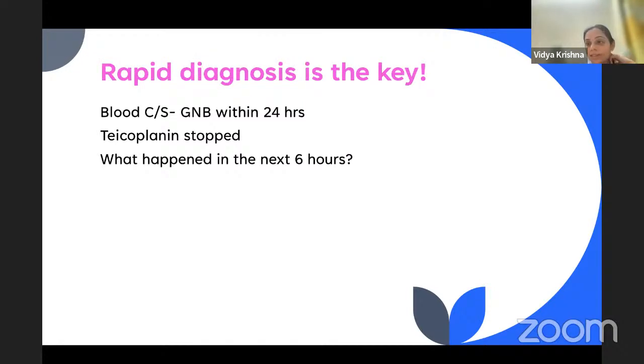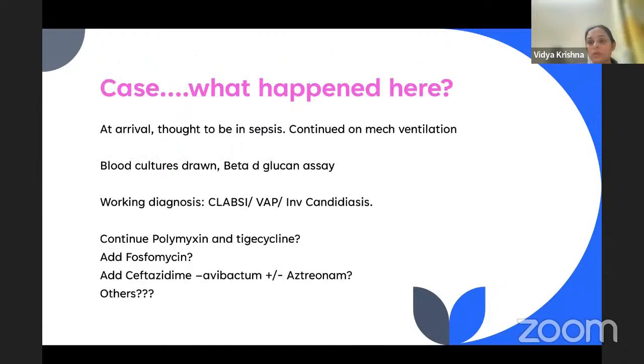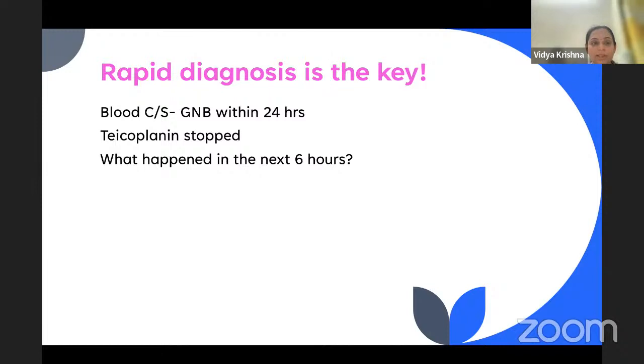In this case, obviously because center ID was involved early, we had no choice, but we said that we will not be able to continue polymyxin and tigecycline. We had to use ceftazidime-avibactam plus aztreonam. We don't like to use it empirically, but in this case, we had no other choice. So we started that, we gave gram-positive cover. We also gave echinocandin cover for an invasive candidiasis.